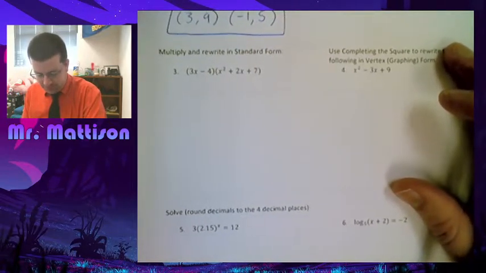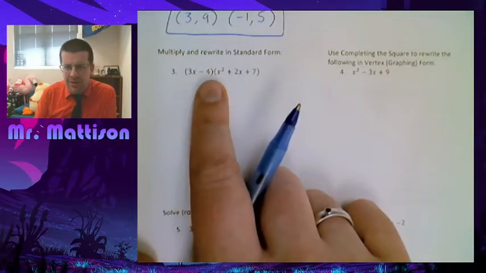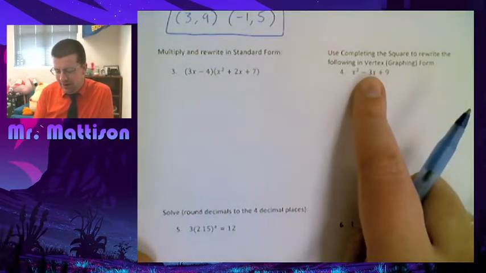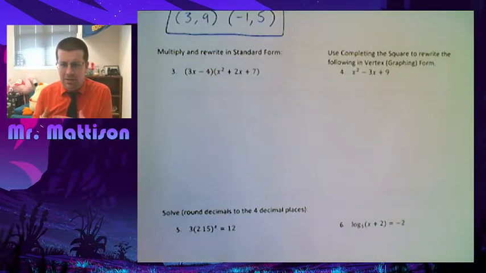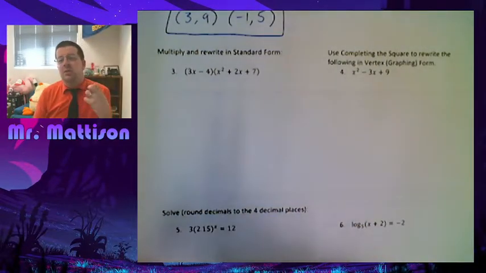All right. So for 3 we're going to try and multiply and put this in standard form. So standard form is just like stuff like this, and what we just had there. We're just doing the opposite of the factoring part now. You can do this a number of different ways. You can do it with the distributive property.